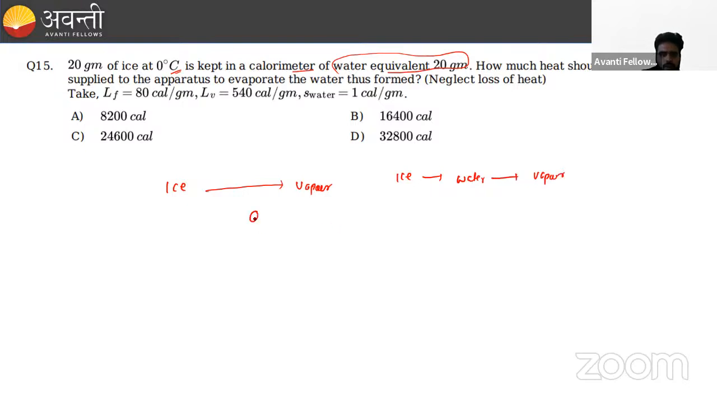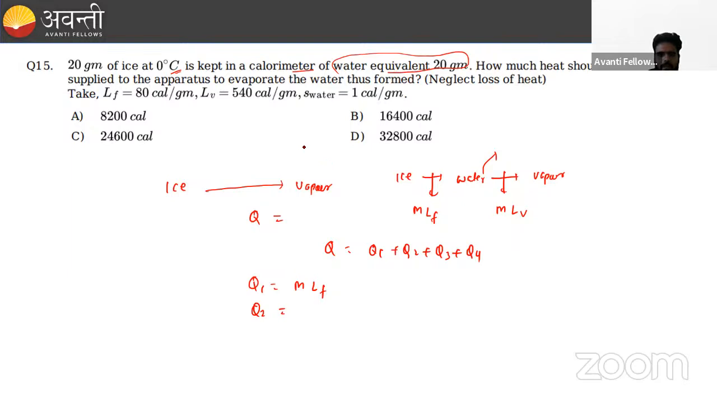Now we know that the total heat given to the system can be broken into parts. The first part is mass into latent heat of fusion, then mass into latent heat of vaporization, and another portion is the sensible heat given to the system. So we can say Q1 plus Q2 plus Q3 and Q4, the heat taken by the equipment, that is the water equivalent. Q1 is the heat that converts the ice into water, involving a phase change, that is nothing but M into LF.